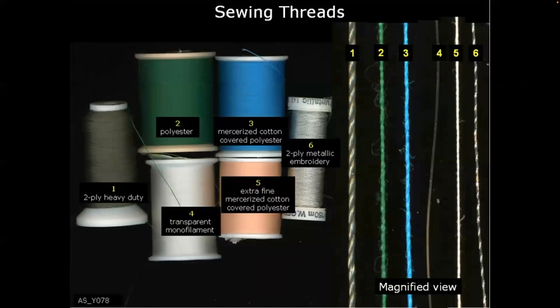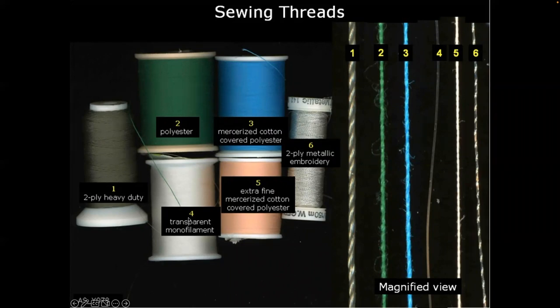Sewing threads, these are different types of sewing threads. So number one is a two ply. We'll talk about what ply means in a second. But you can see this is number one here. It's very smooth, so you can tell it's a filament. Number two is a polyester, but it seems like it is cut into staples and then spun because I can see some short ends coming out of it.